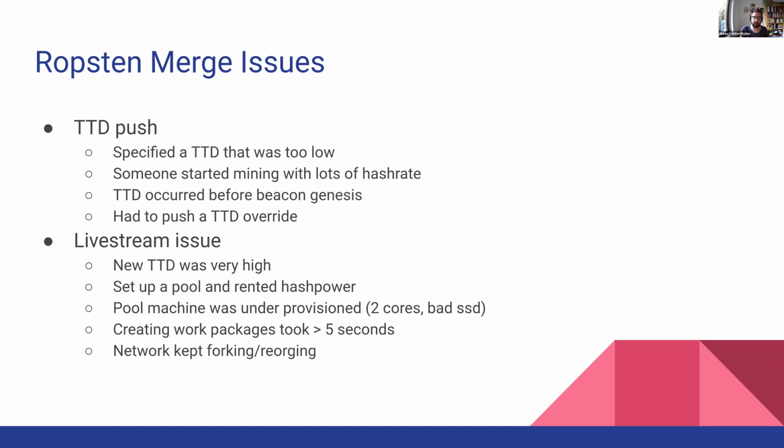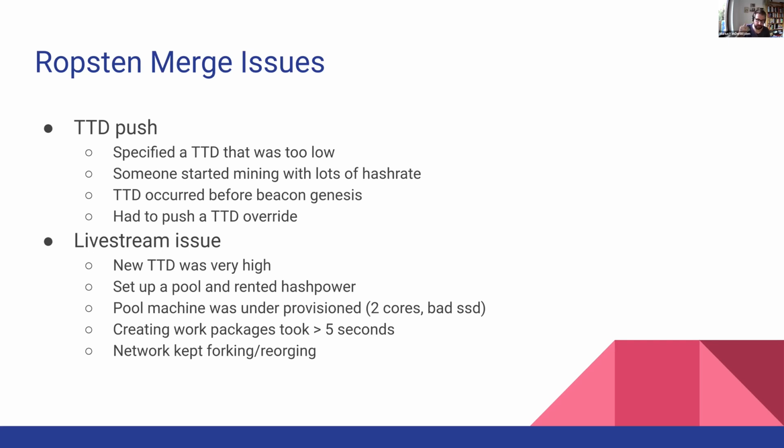It took a long time to create these new blocks. So the miners kept correctly sealing the blocks, and so we had a bunch of sibling blocks for the same block height. So we had 5 or 10 competing blocks all mined by us. And so the network kept forking and reorging.